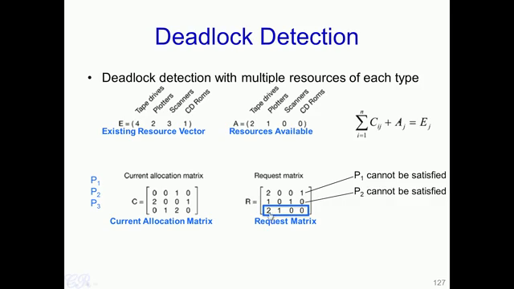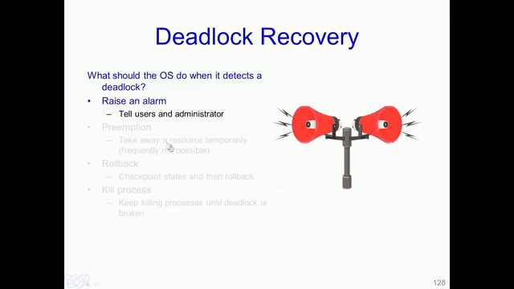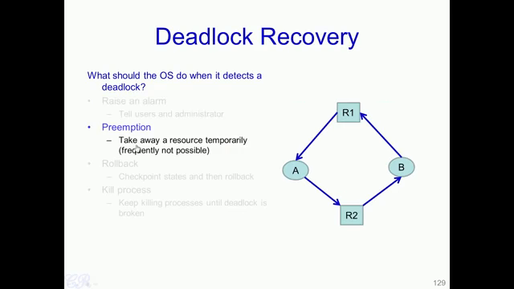Once the deadlock is detected, what next should the operating system do? There could be various things that the OS could do. One thing is that it could raise an alarm, that is, tell users and the administrator that indeed a deadlock has been detected. A second way is to force a preemption, that is, you force a particular resource to be taken away from a process and given to another process.